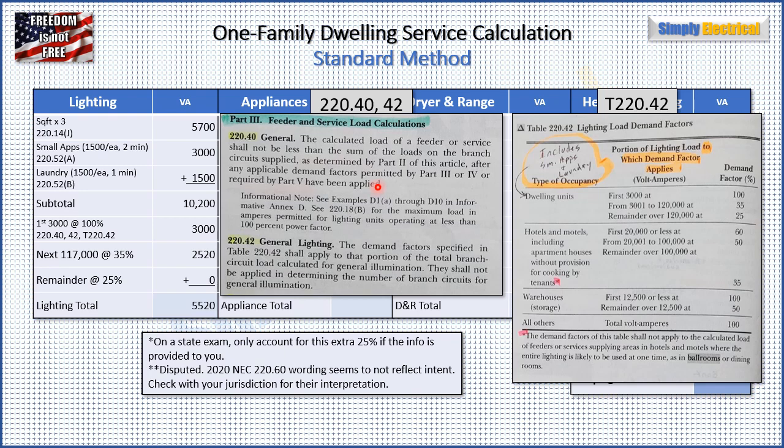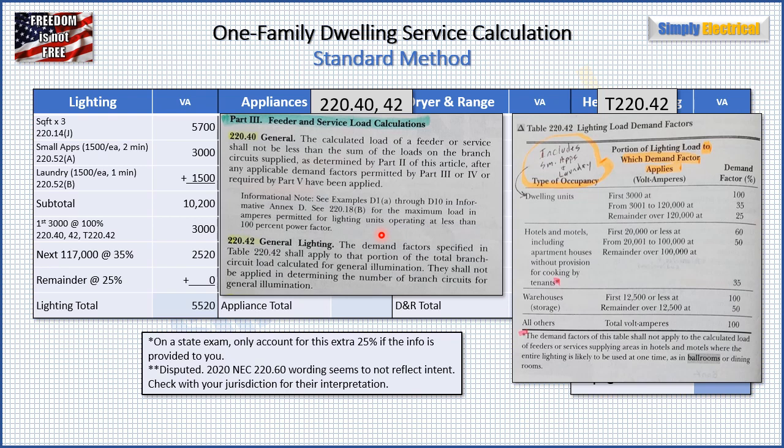Okay, so that's the general rule. We just take the sum of all the loads, add them up, and we come up with our total. But there are some exceptions we'll find out down here in just a second. First, let's talk about this informational note. It tells us to see examples D1A through D10 in the informative Annex D. That gives you a handful of examples of service calculations, and those can be very helpful. However, I've found that the helpfulness of them is a little limited because they don't really explain what they're doing, so it kind of leaves you wondering how they got to where they got with their figures. But at least you can get an idea of what's going on sometimes. So check those out and see if those will be helpful for you.